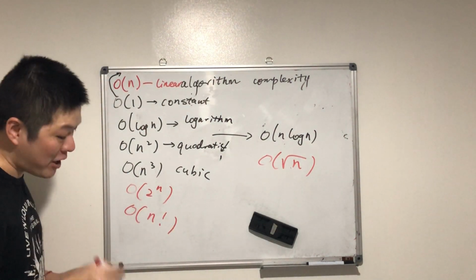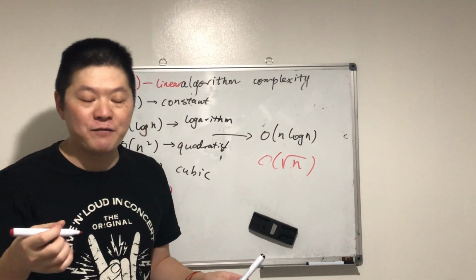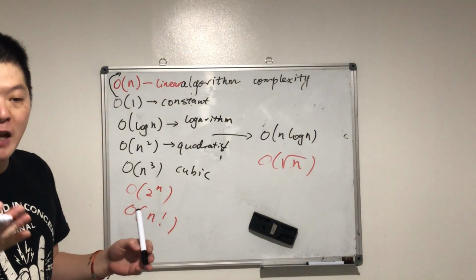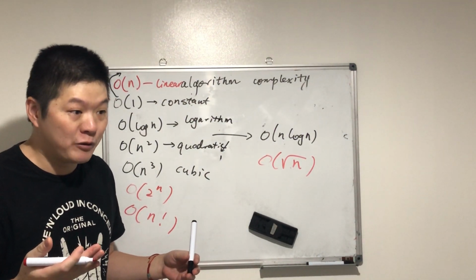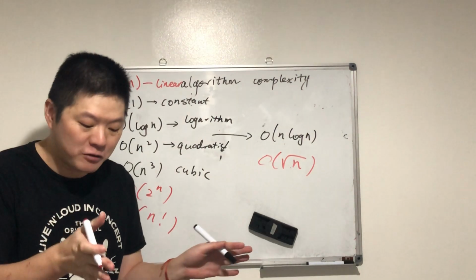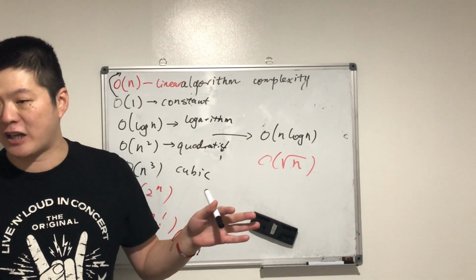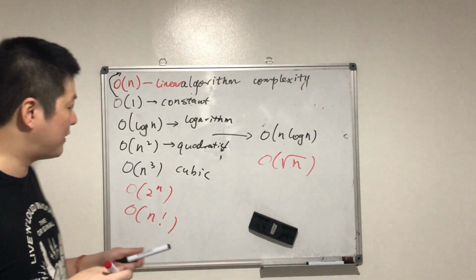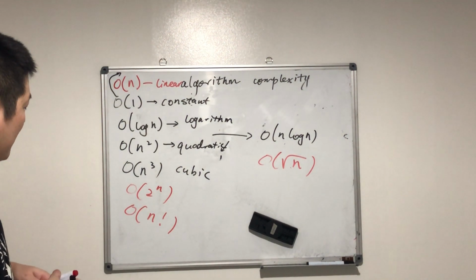Square root. Remember, we want to check if a number is a prime number or not, right? We only need to go through the square root of the integer to check if it's divisible by that, right?